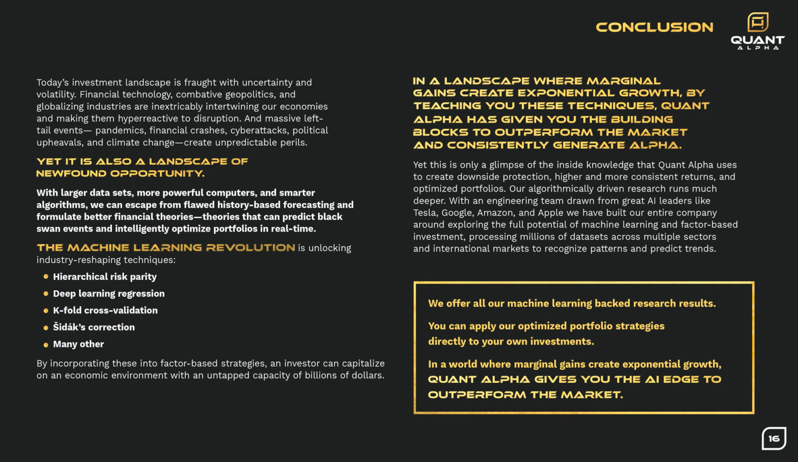Yet it is also a landscape of newfound opportunity. With larger datasets, more powerful computers, and smarter algorithms, we can escape from flawed history-based forecasting and formulate better financial theories that can predict black swan events and intelligently optimize portfolios in real time. The machine learning revolution is unlocking industry-reshaping techniques, hierarchical risk parity, deep learning regression, k-fold cross-validation, Sidak correction, and many others. By incorporating these into factor-based strategies, an investor can capitalize on an economic environment with an untapped capacity of billions of dollars.